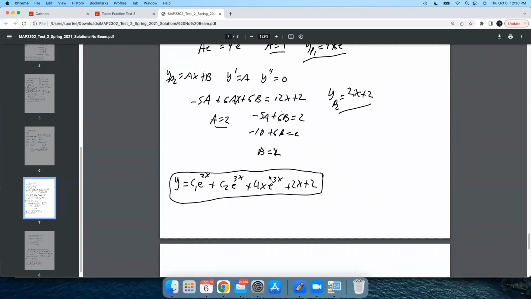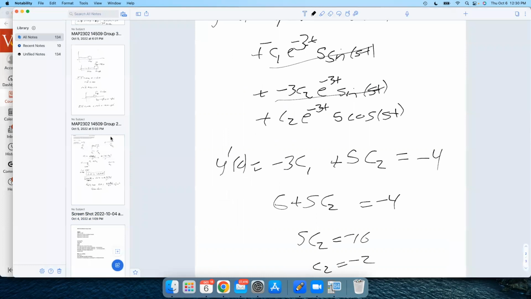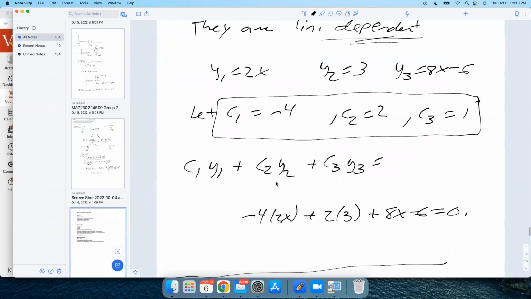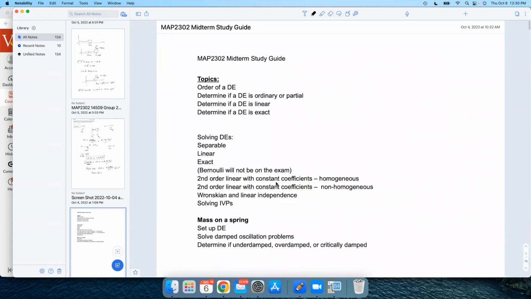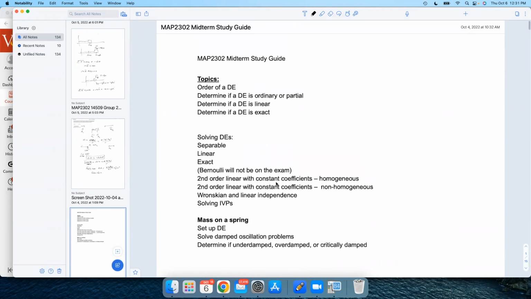To help study for the test. Okay, let's talk about... where is it? So I wrote up this document. I'll post this along with this video, all the stuff that's going to be on the midterm. So here are all of our topics.